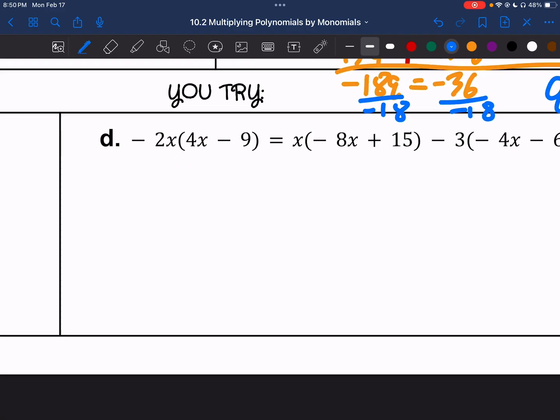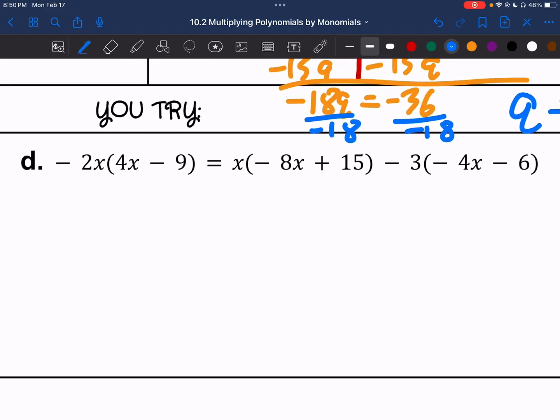And letter D, the problem's so wide I had to reset all of the columns. All right, lots of distribution here. Let's just tackle it right away. Negative 2x times 4x is going to be negative 8x squared. Negative 2x times negative 9 is plus 18x.